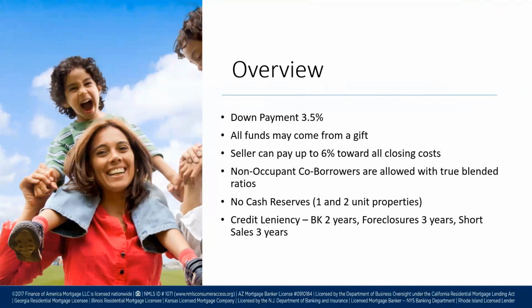And then also there's credit leniency. So BK is 2 years, foreclosures 3 years, short sale 3 years. So much easier guidelines than what may be under conforming.